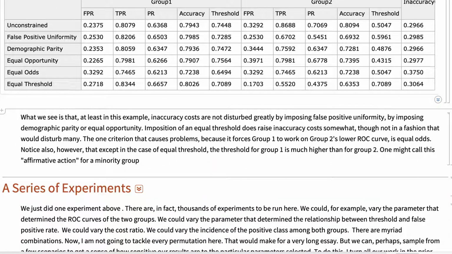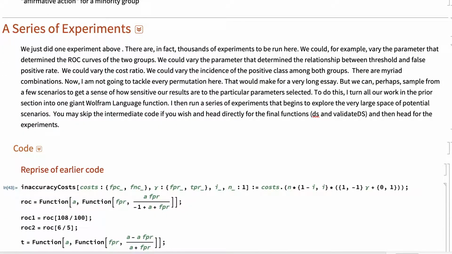Okay, so that was one experiment. But in fact, there are thousands of experiments we can run within the framework here. For example, we could vary the parameter that determines the ROC curves of the two groups. We could vary the parameter that determines the relationship between threshold and false positive rate for the groups. We could vary the cost ratio. We could vary the incidence of the positive class among both groups. There are lots and lots of combinations.